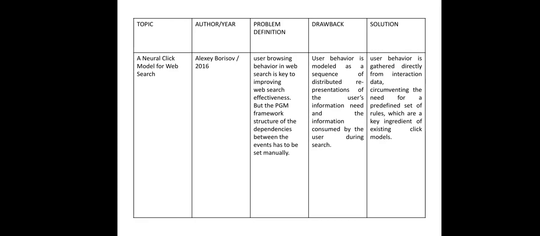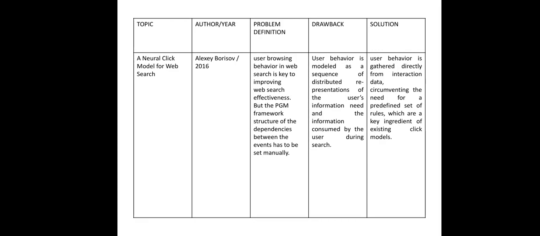A neural click model for web search. Problem definition. User browsing behavior in web search is a key to improving web search effectiveness. But in the PGM framework, the structure of the dependency between the events has to be set manually.